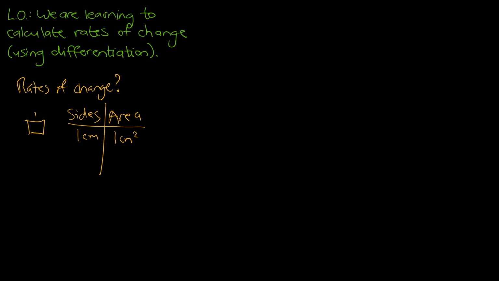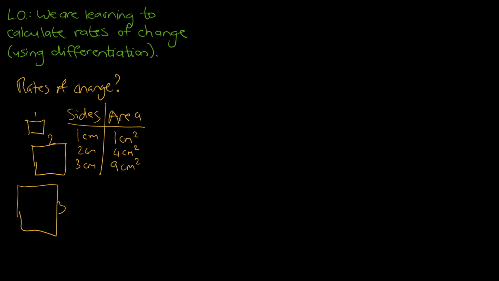because of base times height. But let's say we've changed the shape. So let's say it's now 2 centimeters. That means a 2 centimeter side would have a 4 centimeter squared area. And then finally, it's changing again. It's got bigger. So let's say all those sides are 3. So 3 centimeters would give an area of 9 centimeters squared.